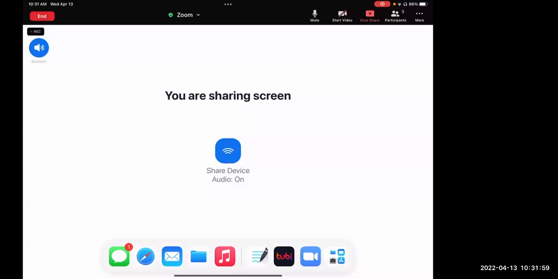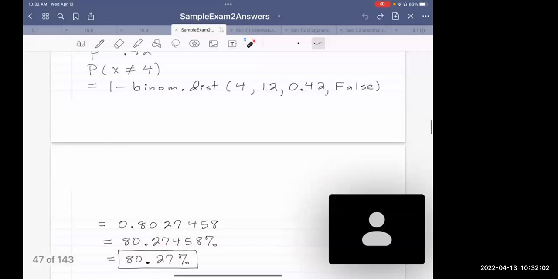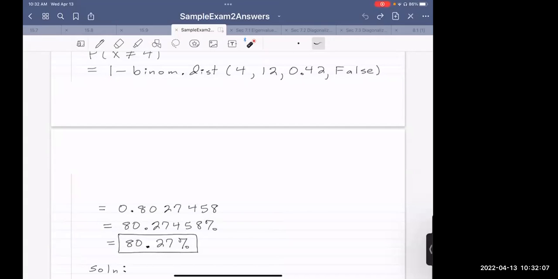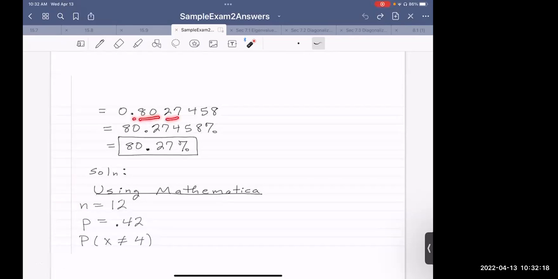And so I have here 1 minus binomial of 0.42, false, gives me 0.8027458. Let me move my decimal place 2 places to the right. And so I have 80.27458%. Let's round to the nearest hundredth of a percent. So 80.27%. We could also use Mathematica to do this.